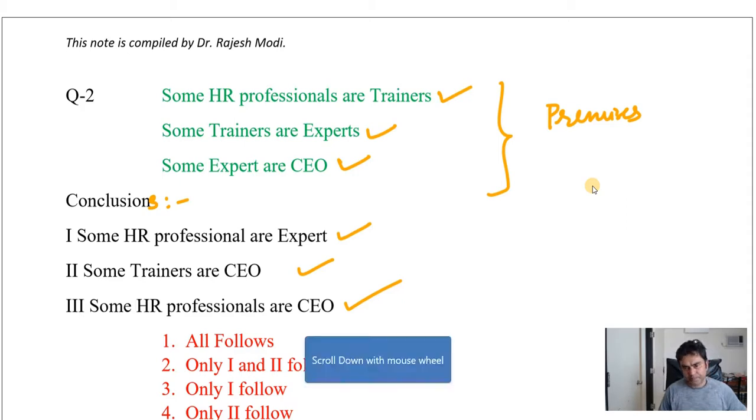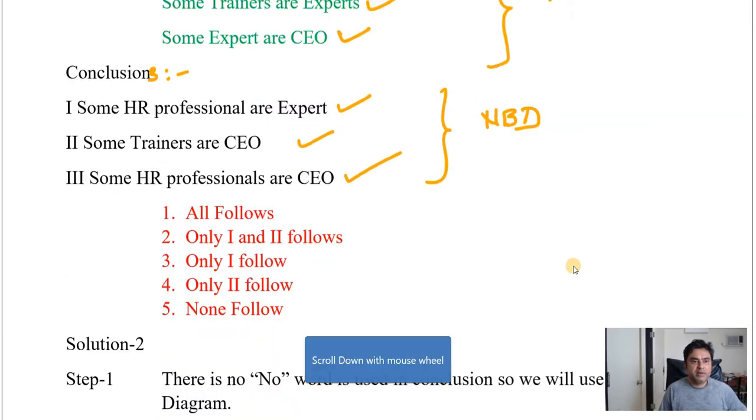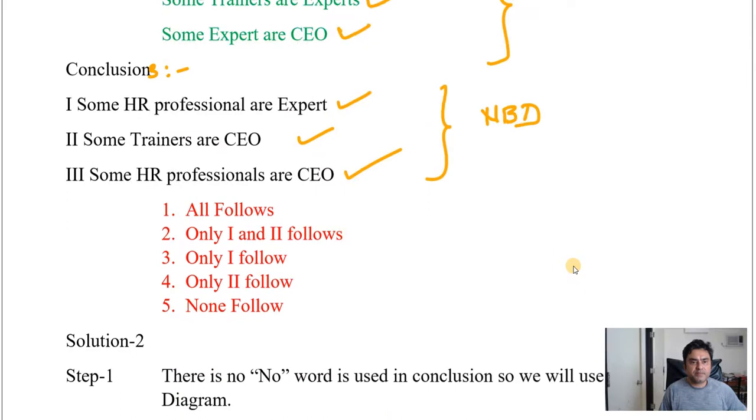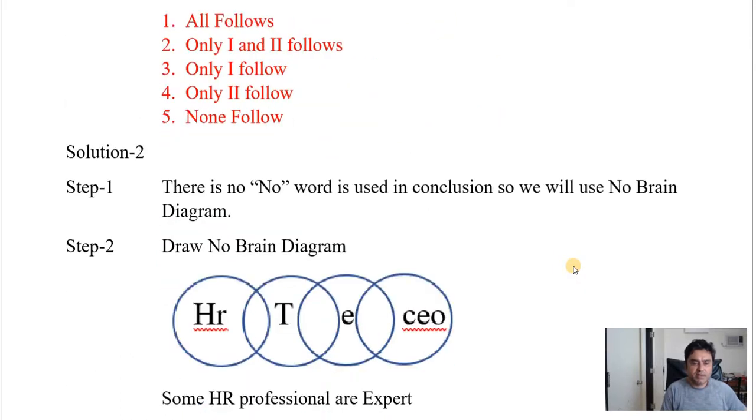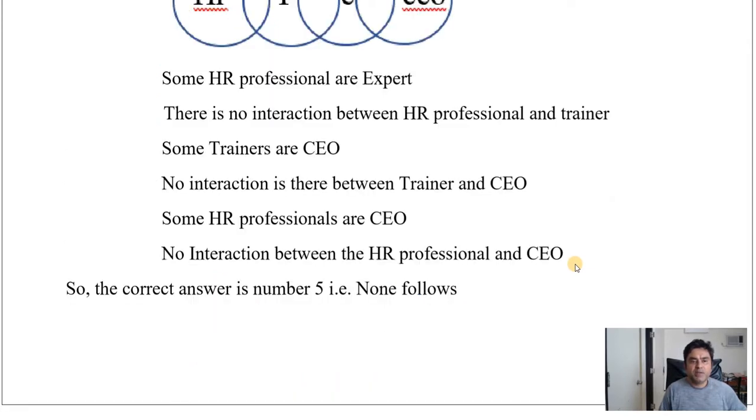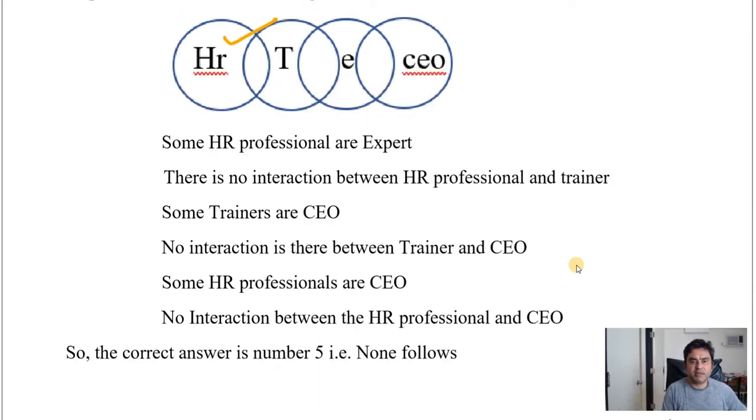So here we are making a no-brain diagram. Some HR are experts. So these are the no-brain diagrams, one after the other, and then you can decide the validity of the conclusions. For example, some HR professionals are experts. There is no interaction between HR professionals and experts. HR is here, expert is here. There is no relation between these two.